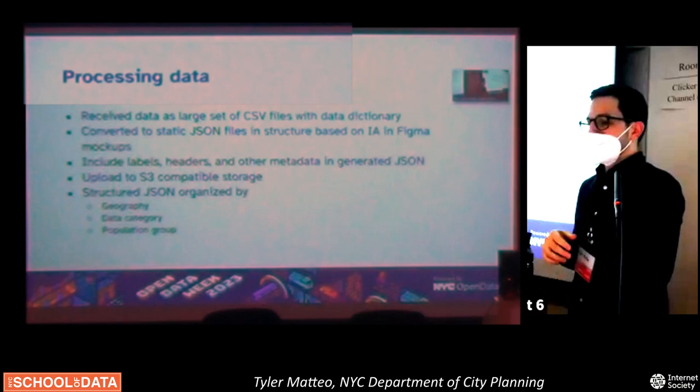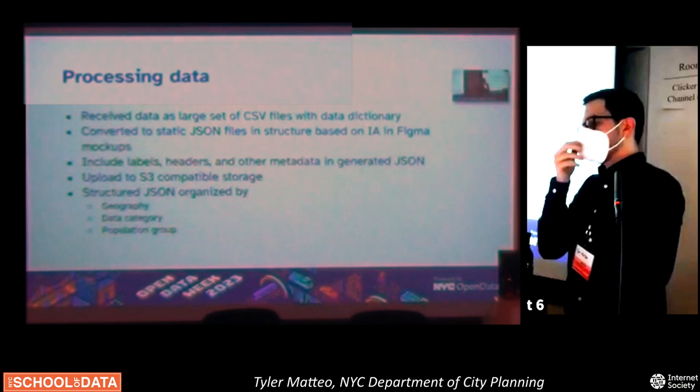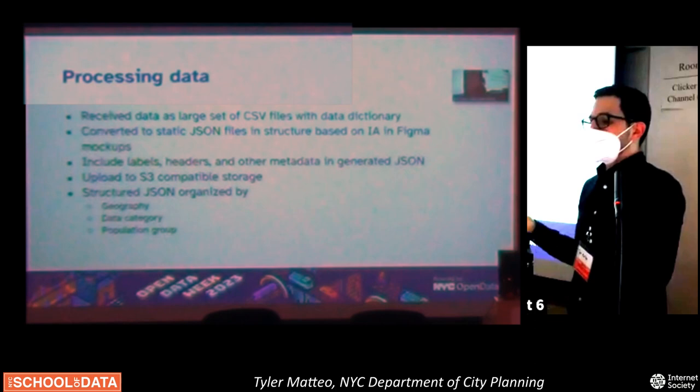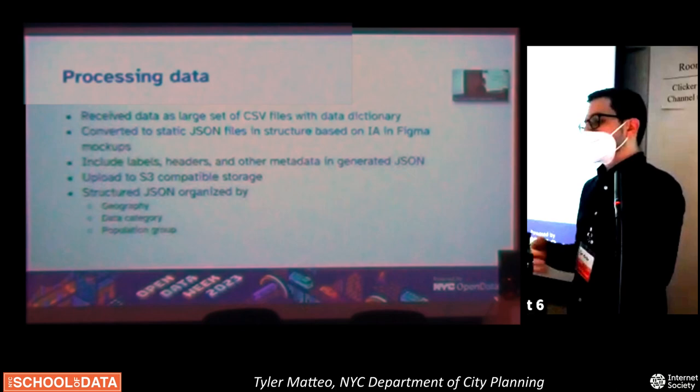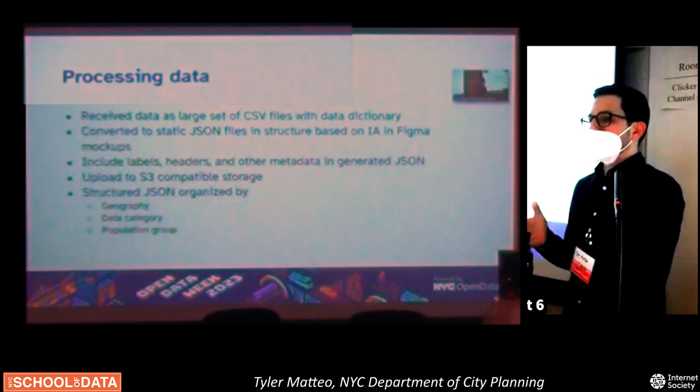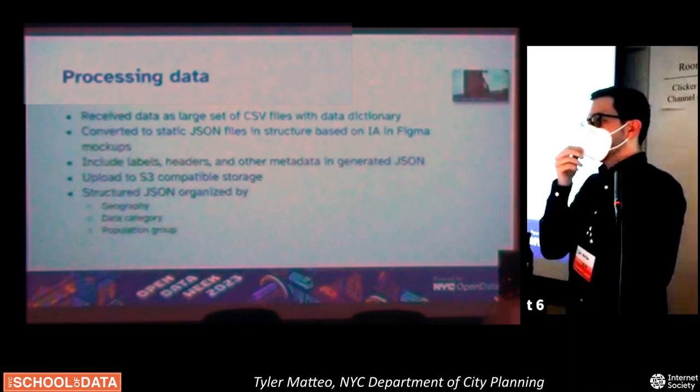We knew we would be putting this data up in some sort of S3 compatible cloud storage, accessing it from that in the application. And finally, we knew we wanted the structure of the JSON based on things like the geography that the data applied to, the different categories of data that you'll see reflected in the interface, as well as the different population groups that the application shows for looking at things by different racial and Hispanic origin breakdowns.